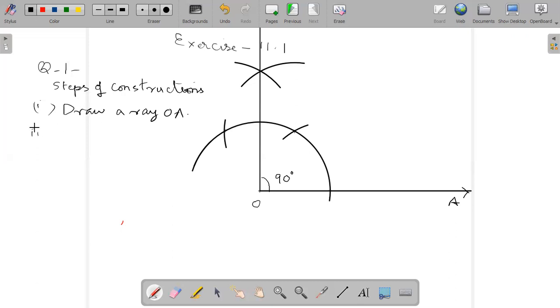Then with center O, and suitable radius.